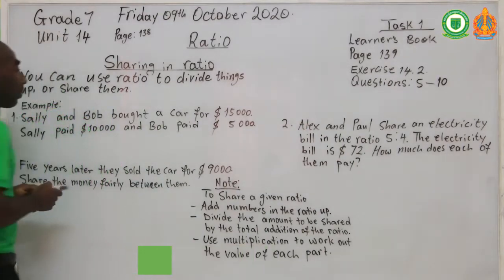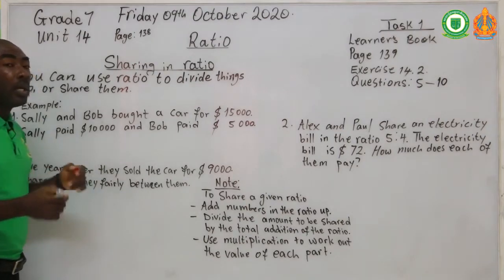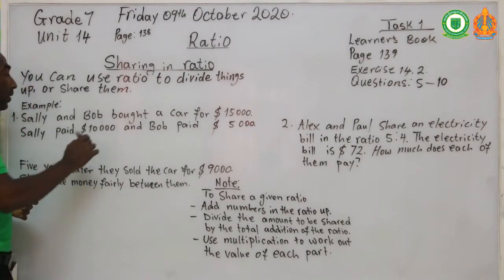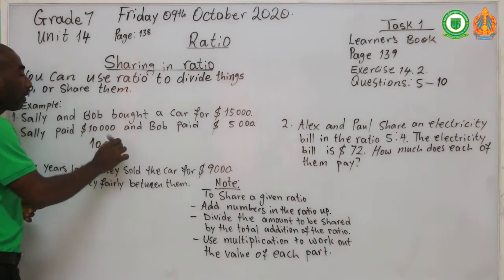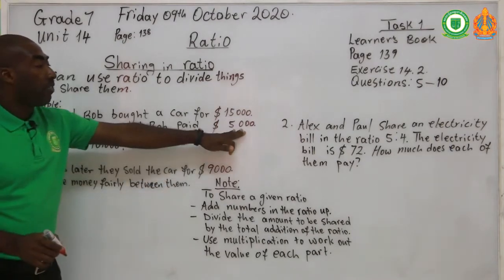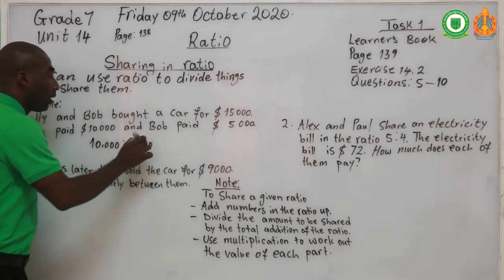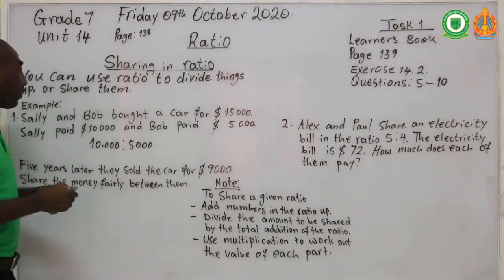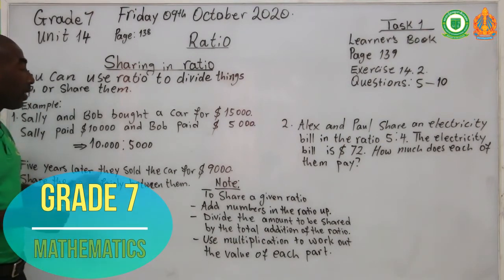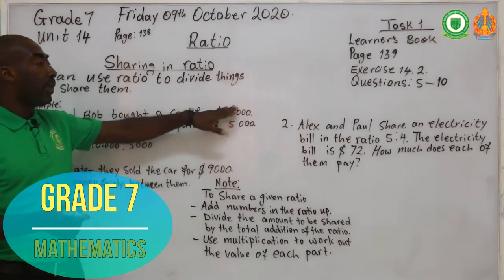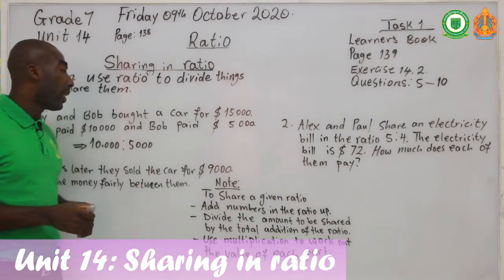So first of all, we can say that Sally is the first person mentioned here. She paid $10,000, okay? So it becomes $10,000 to the $5,000 that Bob paid. Okay, so this is the ratio that we can write here with respect to the money that they paid to get $15,000 for the total cost of their car.